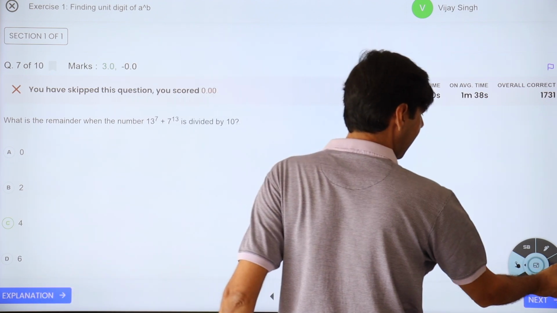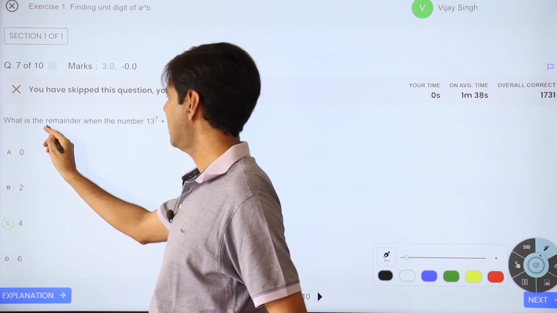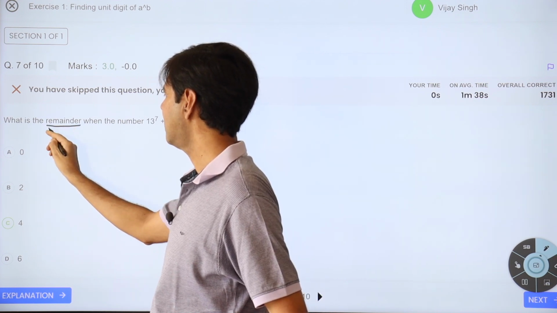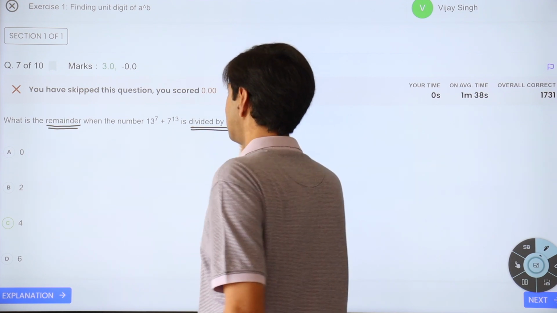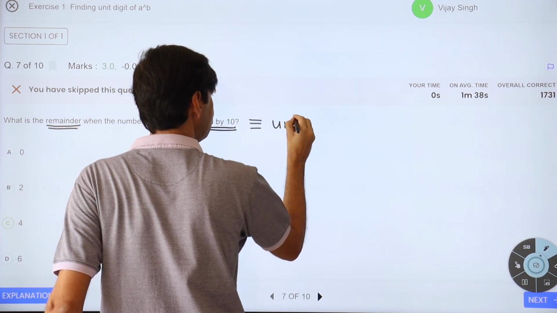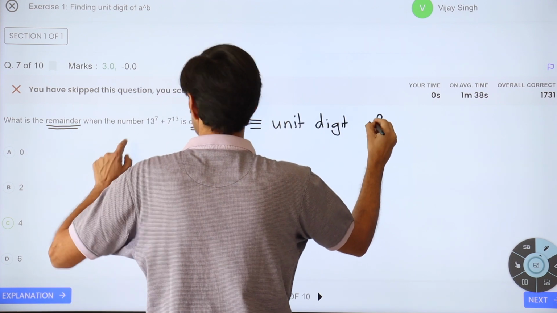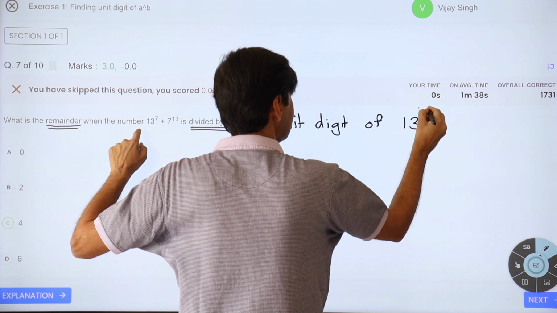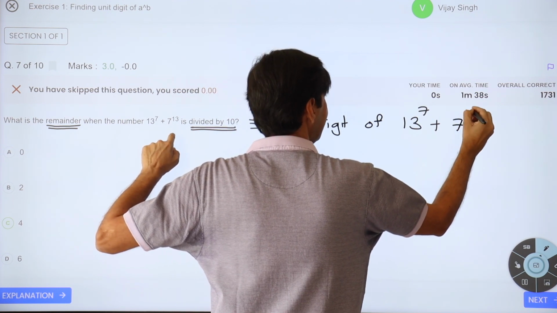Okay, so a little camouflage question. Camouflage question means, in the sense here the question is asking us a remainder when divided by 10. So remainder when divided by 10 is as good as the unit digit of the expression. While if you know the theory of remainder, this question could be pretty simple even with the remainder theory.